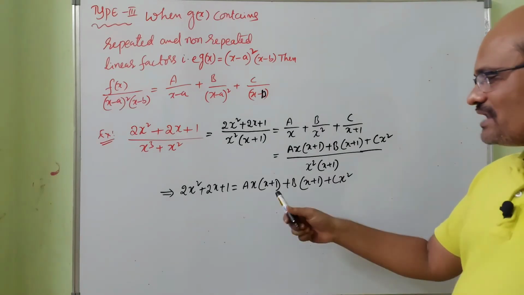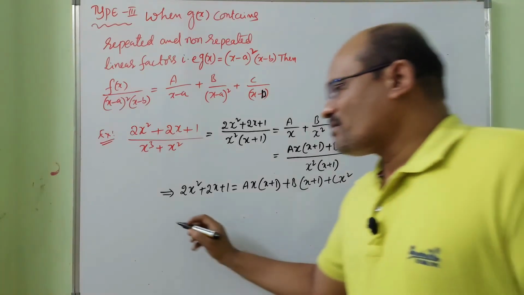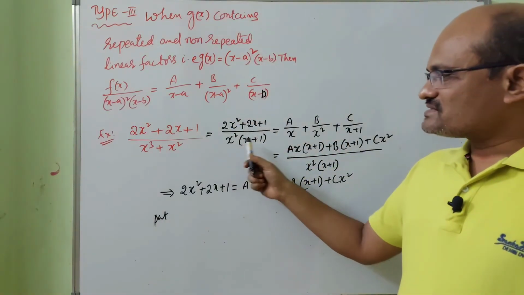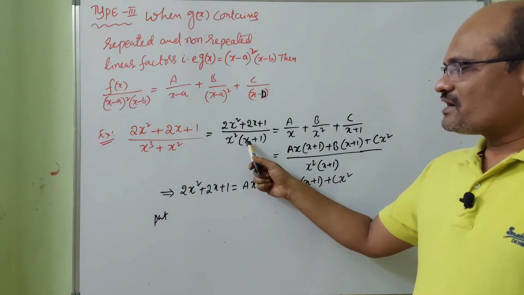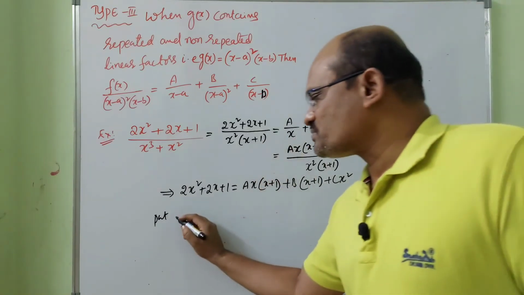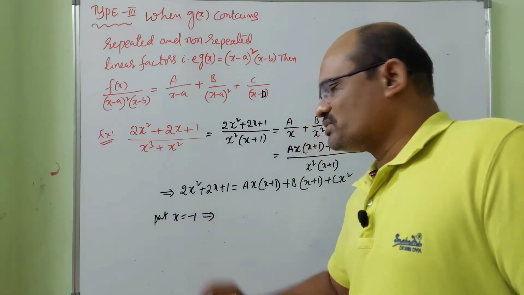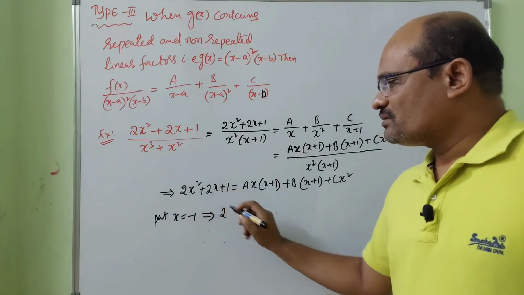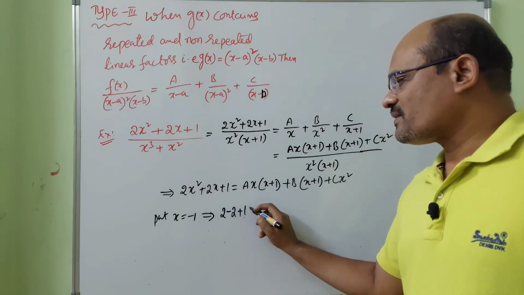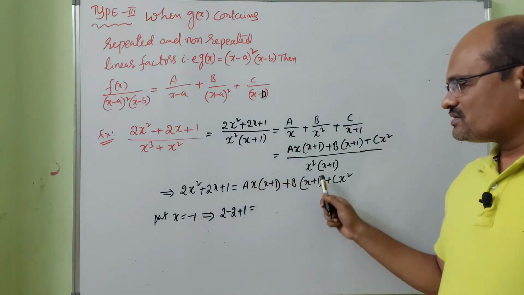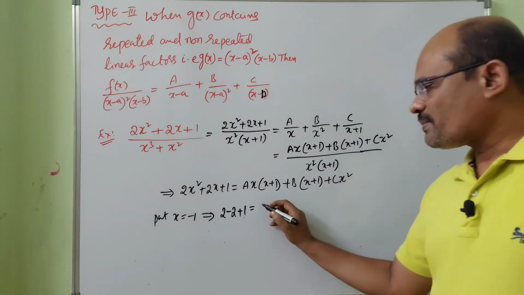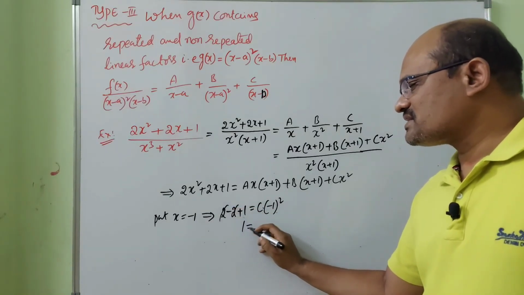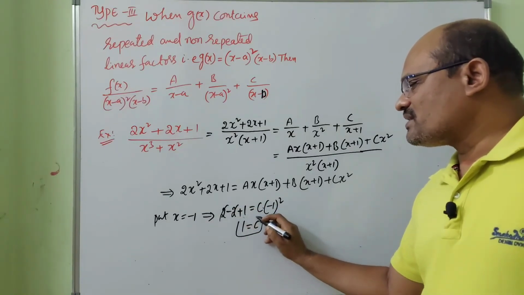Now our aim is to find the values of A, B, C. I am going for the substitution method. Here two factors are there, x and x plus 1. So I take x plus 1 as 0, and I get x equal to minus 1. Put x equal to minus 1 on both sides. Minus 1 whole square is 1, so the left side gives 2 minus 2 plus 1. On the right side, the first term becomes 0, the second term also becomes 0, and we have C into minus 1 whole square. So 1 is equal to C into 1. I got the value of C as 1.